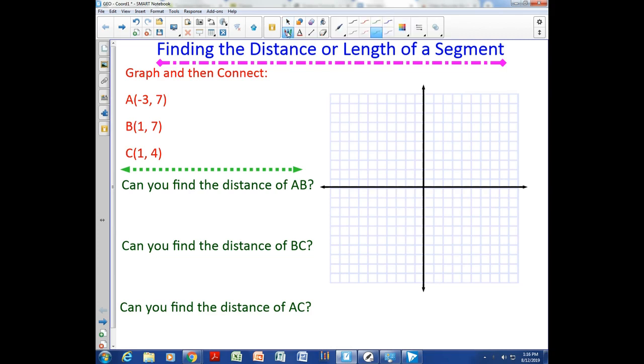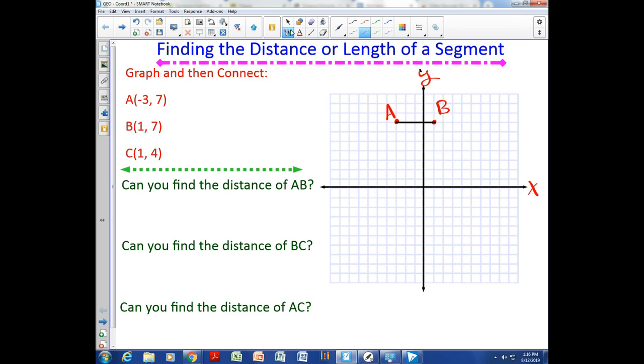Well, the first thing I'm going to do on my scrap graph paper is graph A, -3, 7, and B, 1, 7. I'm going to connect them with my straight edge. And you might have noticed that A and B share the same Y value. Therefore, AB represents a perfectly horizontal line segment.